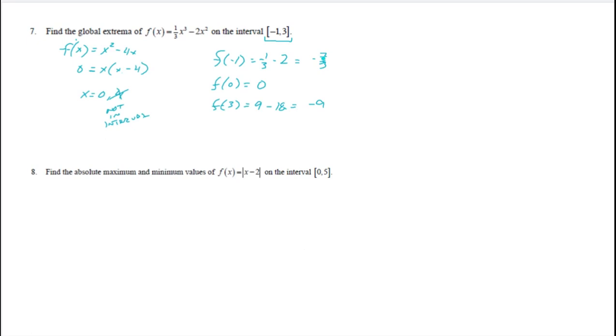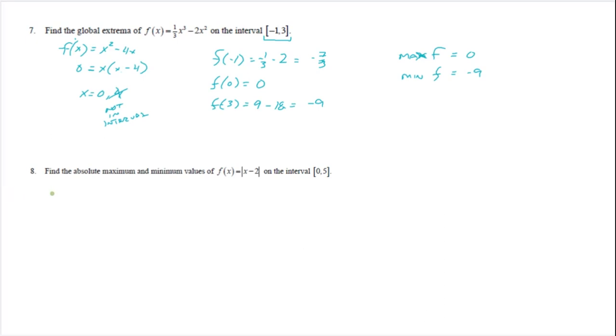Now of these three y values, we've got -7/3, 0, and -9. Our maximum f is equal to 0. It's our highest point in that interval. And our minimum is going to be equal to -9. That's our lowest point within that interval.